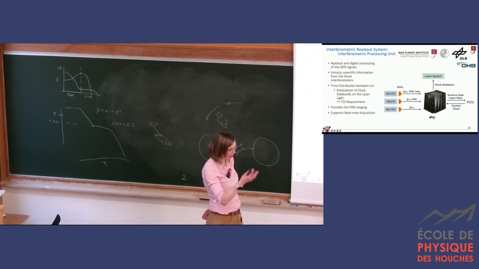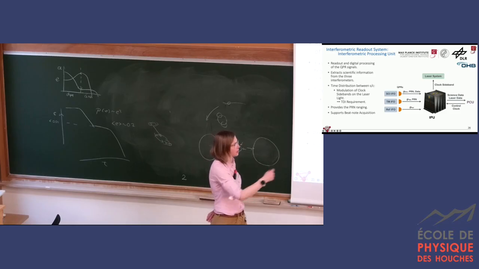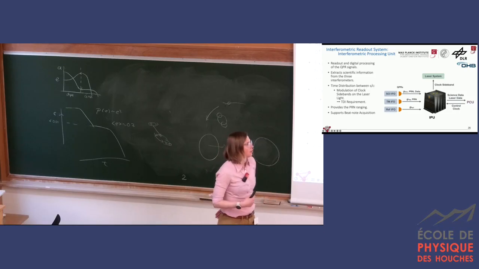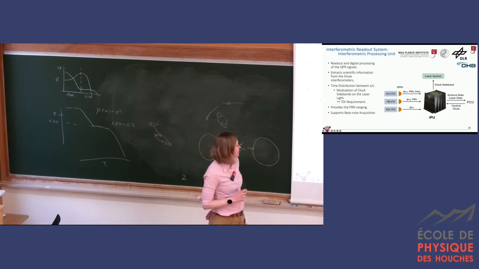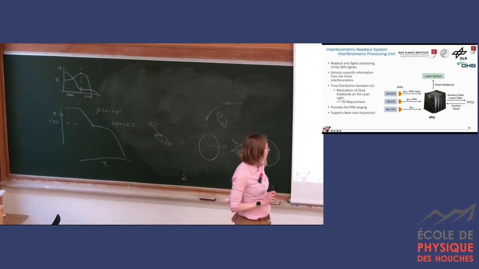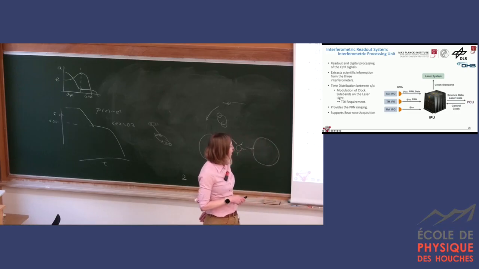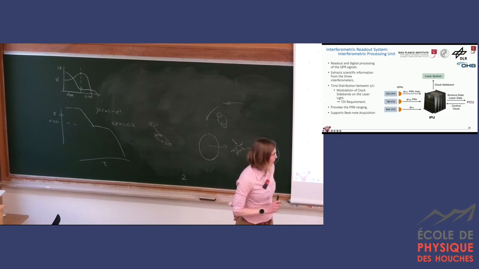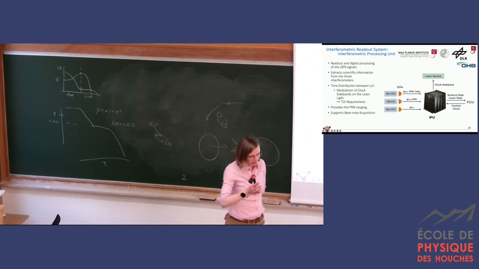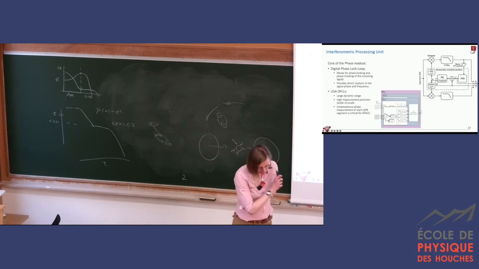Its frequency distribution module distributes clock to the laser, so it interfaces with the laser. I'm going to talk a little bit about clock sidebands in a second, and more tomorrow in Olaf's talk. It also receives the PRN code and extracts it, and supports the beat note acquisition by tracking the beat notes.